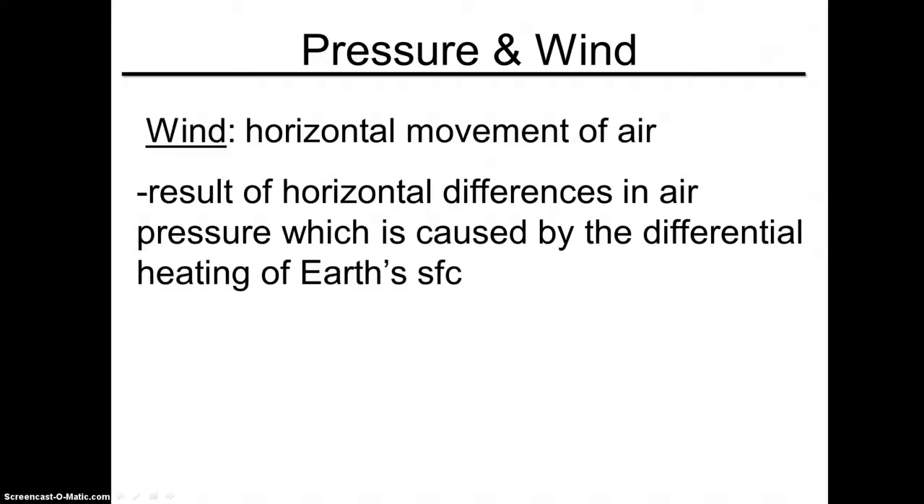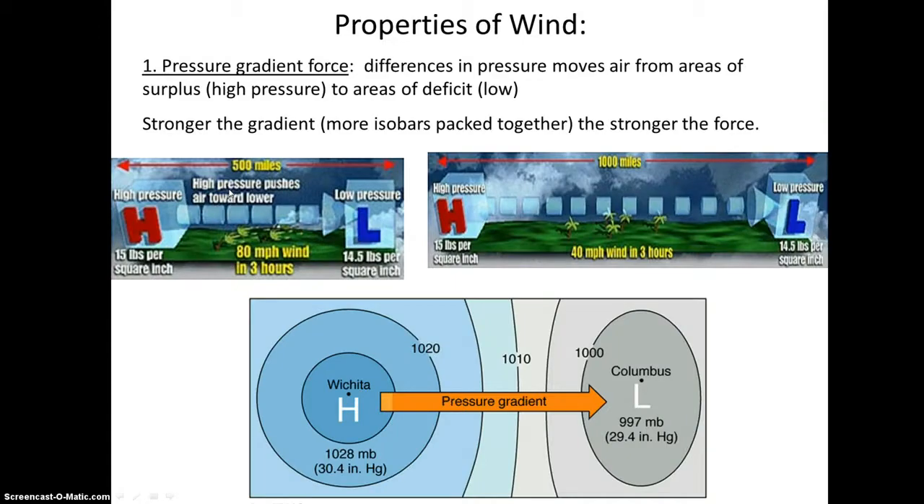So wind is created by the fact that the sun heats the surface differently, because land will heat up differently than water will. That will create areas of high pressure and low pressure, and those differences will end up creating the wind. So that's kind of what wind is all about.